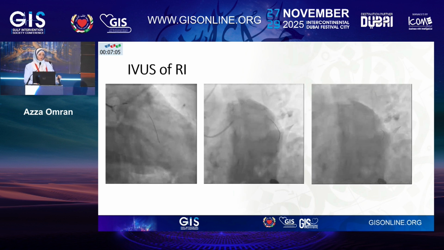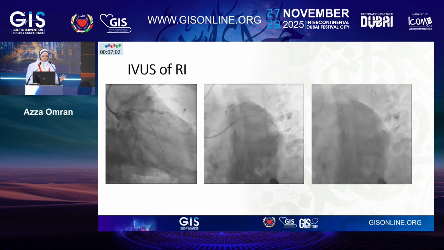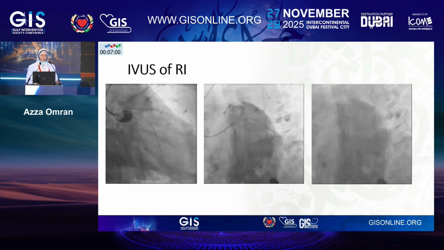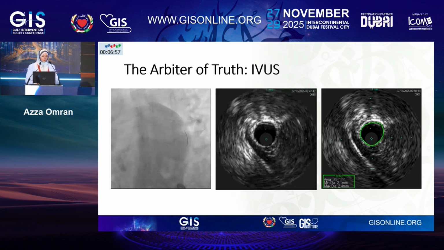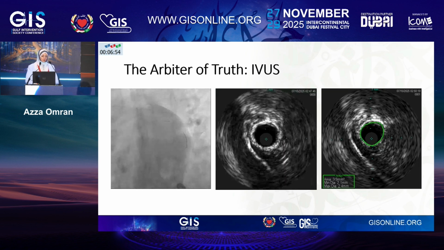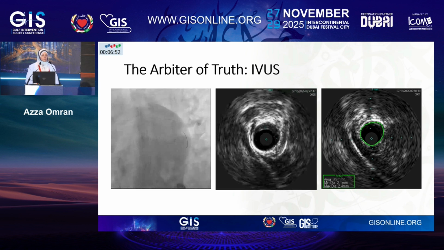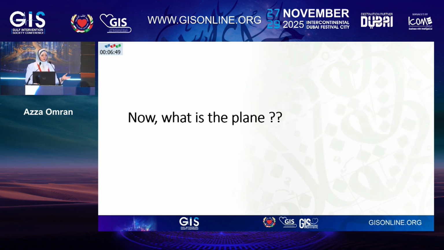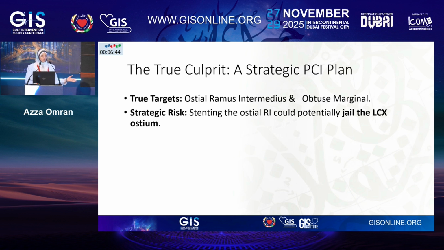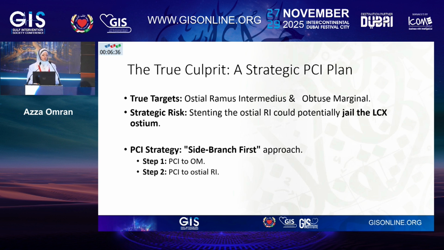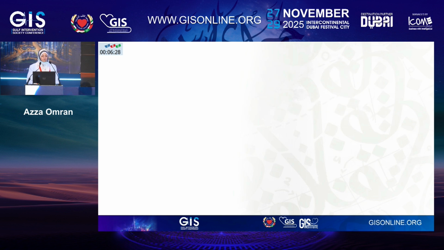We tried to pass the IVUS probe, but it didn't pass, so we performed PTCA, and eventually we passed the IVUS. You can see he has a critical lesion, a partially calcified one. So now what is the plan? Should we intervene for the ramus intermediate, or should we intervene first for the OM? If we intervene first for the ramus intermediate, we risk jailing the ostium of the LCX. So we decided on the side branch first approach, performing PCI to the OM, followed by the ramus intermediate.